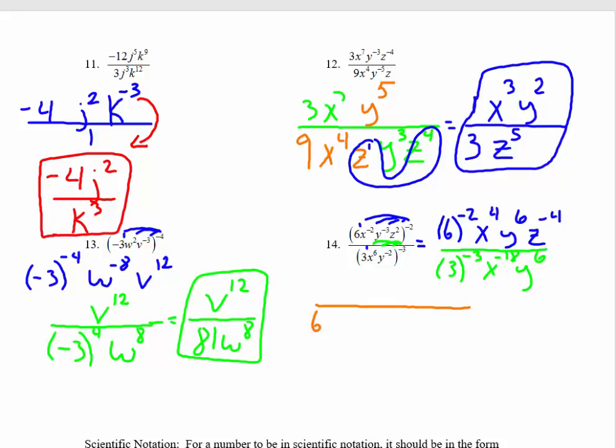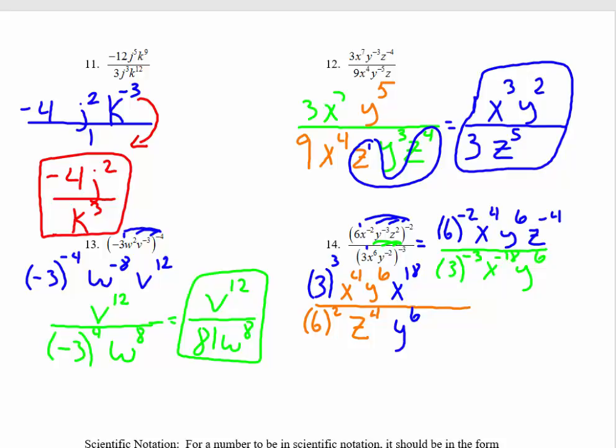So 6 squared needs to go down, and it becomes a positive exponent. X to the 4th is going to stay on top. Y to the 6th stays on top. But z to the 4th goes to the bottom. Now in the denominator, 3 to the negative 3rd needs to go up. So 3 to the positive 3rd. X to the 18th needs to go up, but y to the 6th should stay.